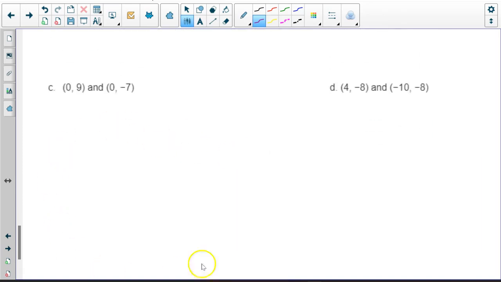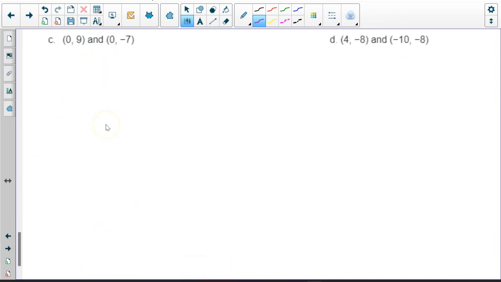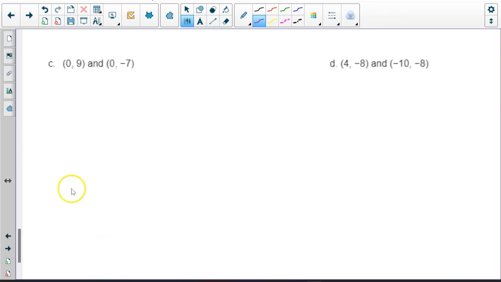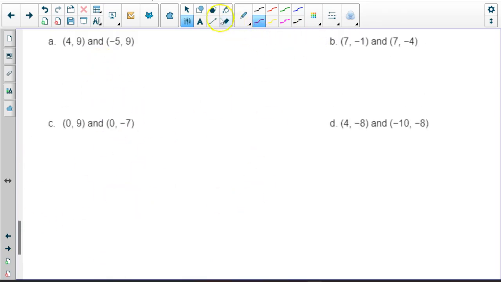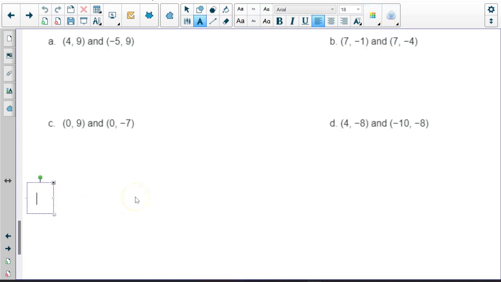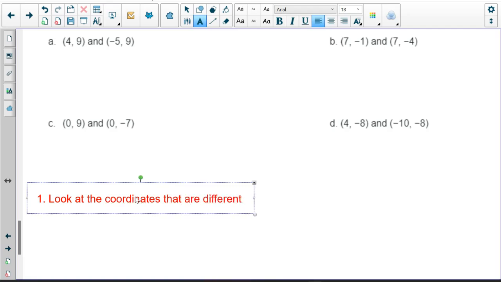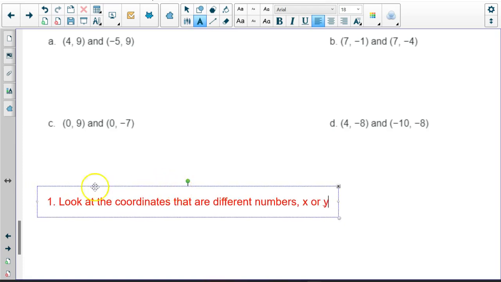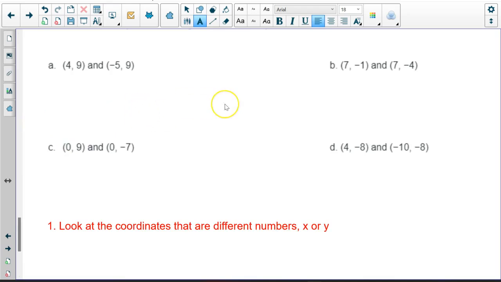So at the bottom of the page, I'm going to have you write your steps. There's 3 steps. So leave room to write all 3 steps at the bottom. So step number 1. Okay, we're going to look at the coordinates that are different numbers. So essentially, we're going to look at X or Y. So first thing we're going to do is look at, are our X coordinates two different numbers or are Y coordinates two different numbers?